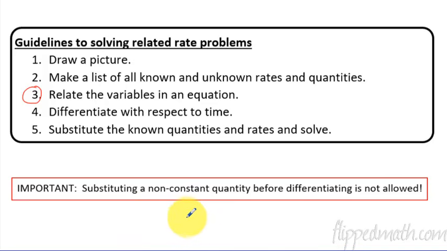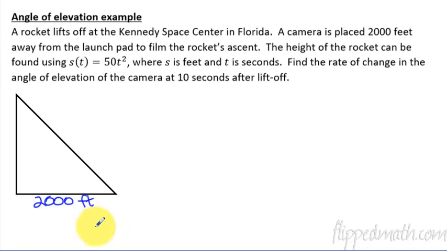I want to go back to the very beginning, where I had "substituting a non-constant quantity before differentiating." What this is talking about is you can't substitute any numbers in if it's a value that's going to change. But here with this example, the 2,000 feet will not change. You have a camera that's down here and the rocket is blasting off, so I have my rocket going up in the air here. And that camera is watching it. The distance here is not changing. We're not moving the camera back and forth. So this 2,000 is a set constant. Everything else is going to be changing in this triangle.